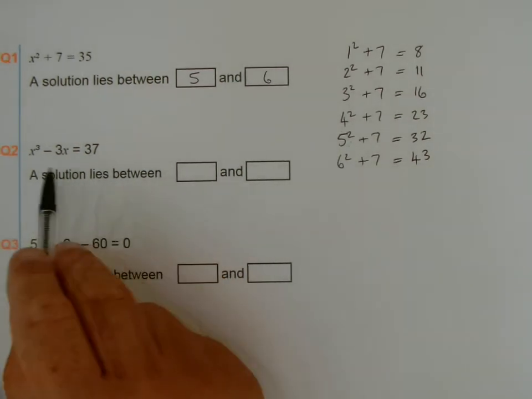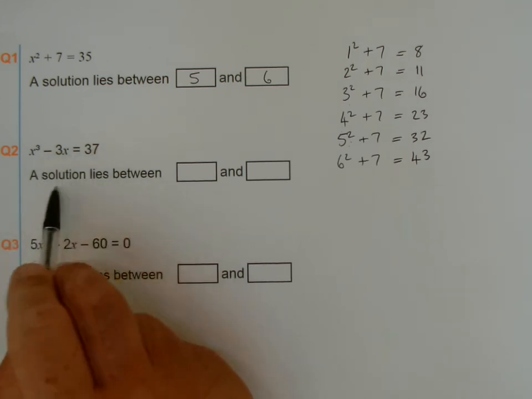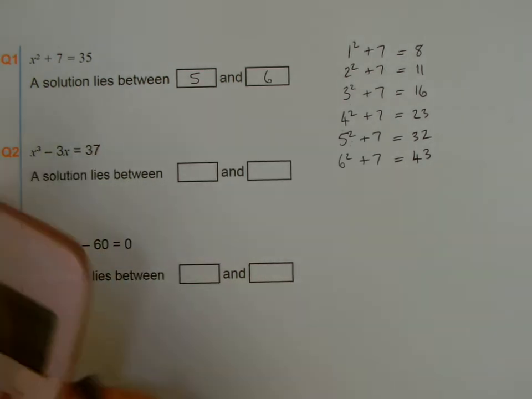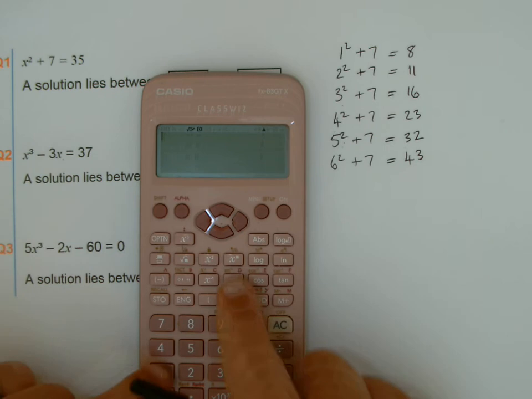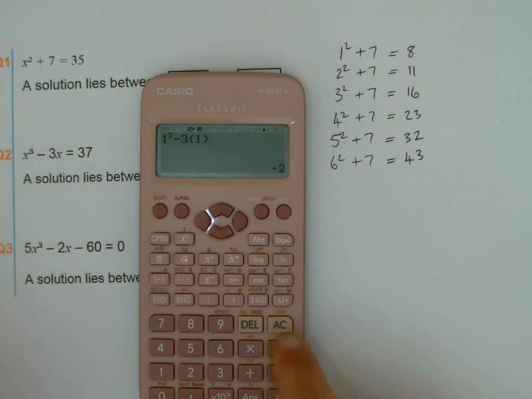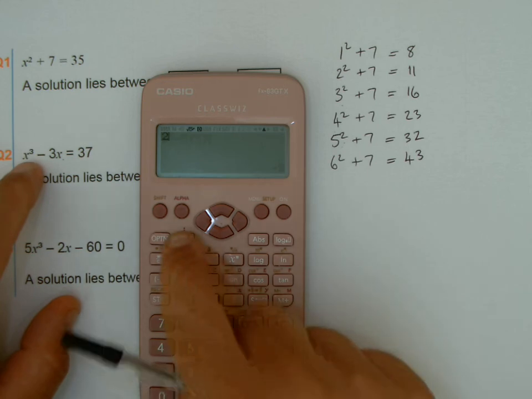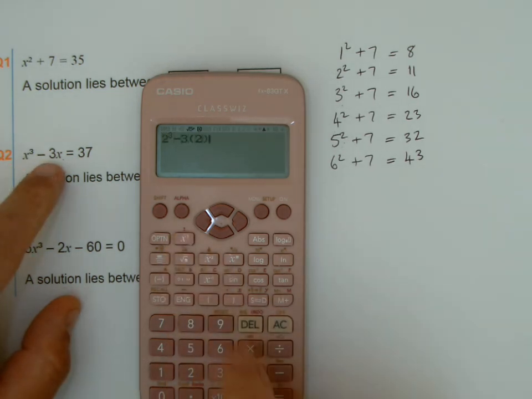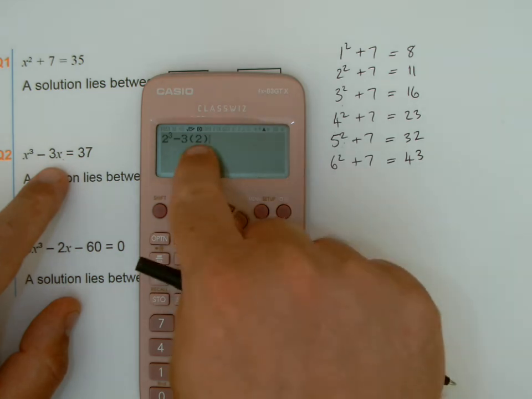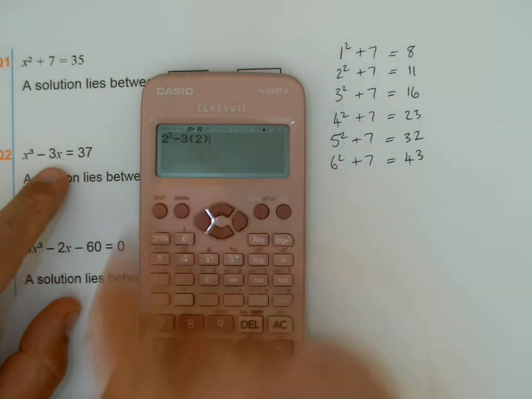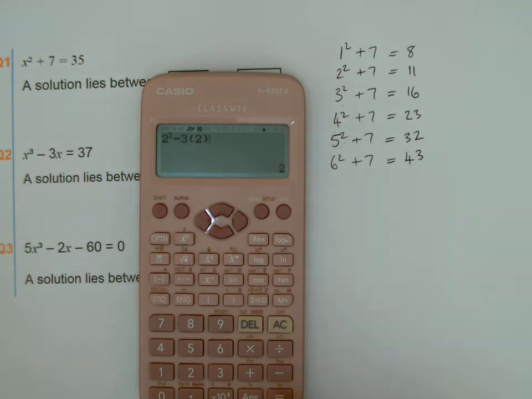For the next one, we've got this cubic here, and it says the solution lies between. Let's just get working on our calculator. I know if I type 1 in, I've got no chance of getting there, because it's going to be a minus number. So let's try 2 then. 2 cubed minus 3 times 2. You can use a bracket for times. When it says 3x, I prefer to use a bracket to represent that x, because you're multiplying when the bracket's there. Press equals, and that comes out to be 2.